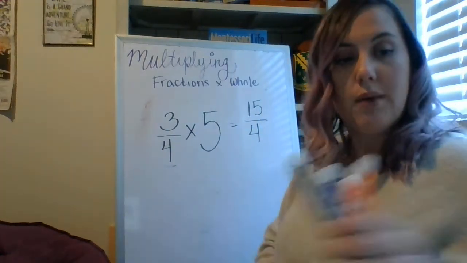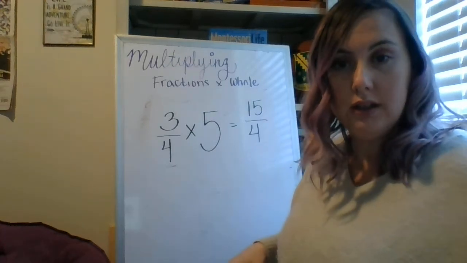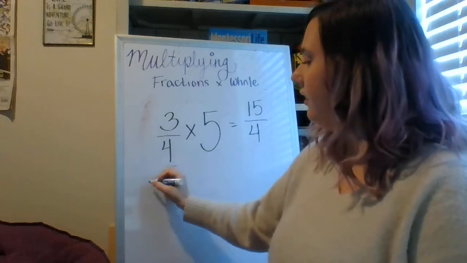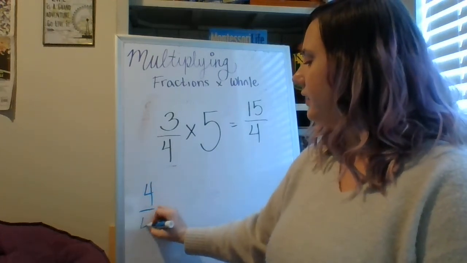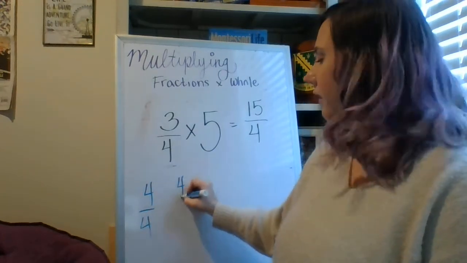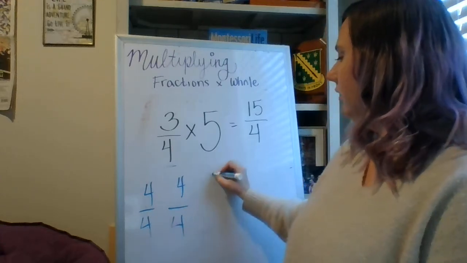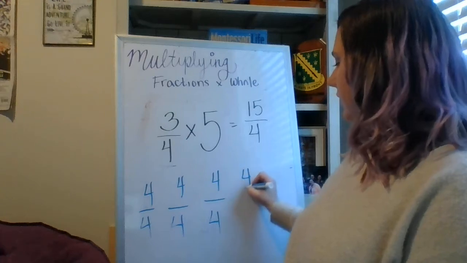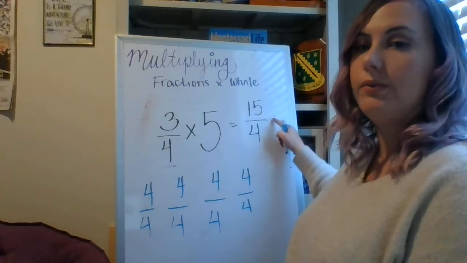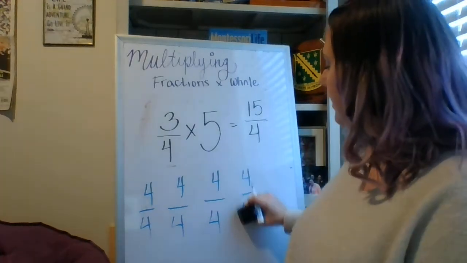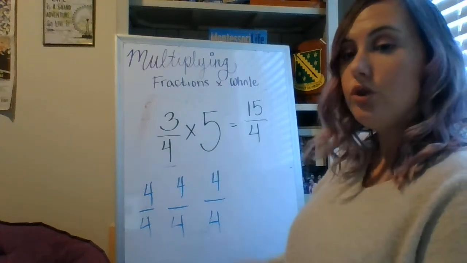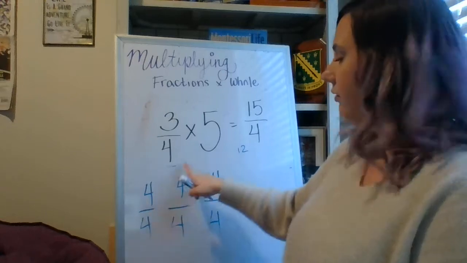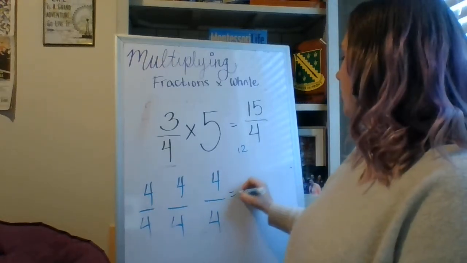Just like with our first problem, we are going to make wholes for as many of the 15/4 as we can. So 4/4, 8/4, 12/4, 16/4. Oh, that's too many. I only have 15. So I can only use 12/4, right? 1 whole, 1 whole, 1 whole, which equals 3.